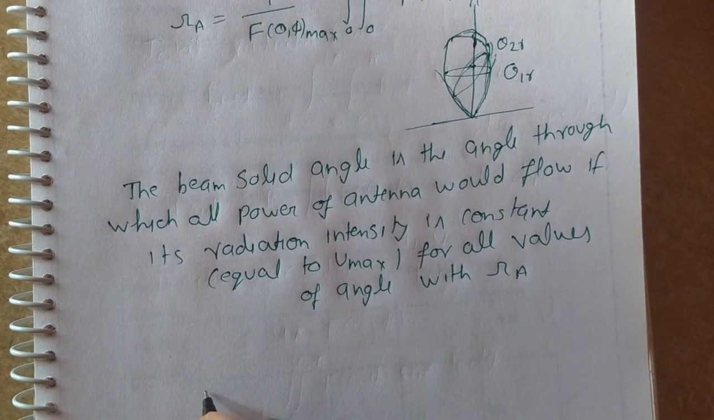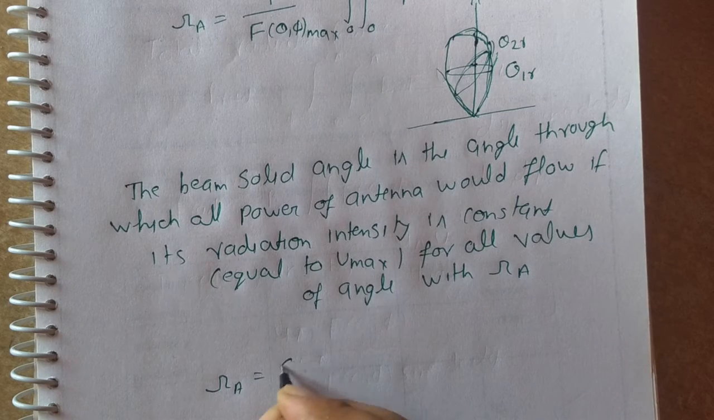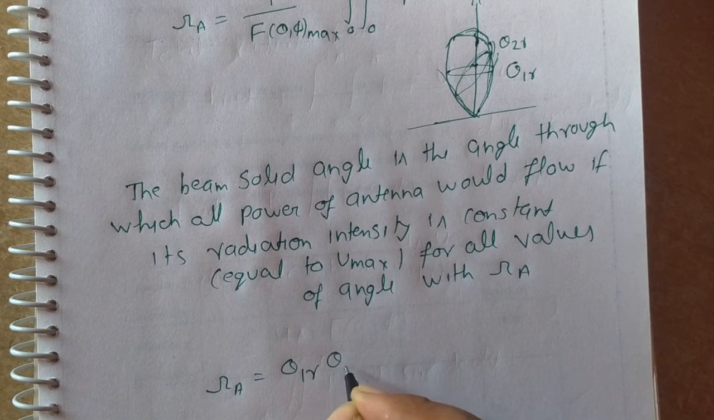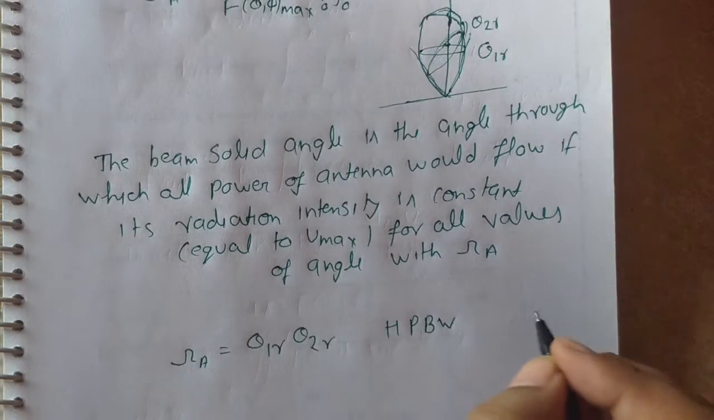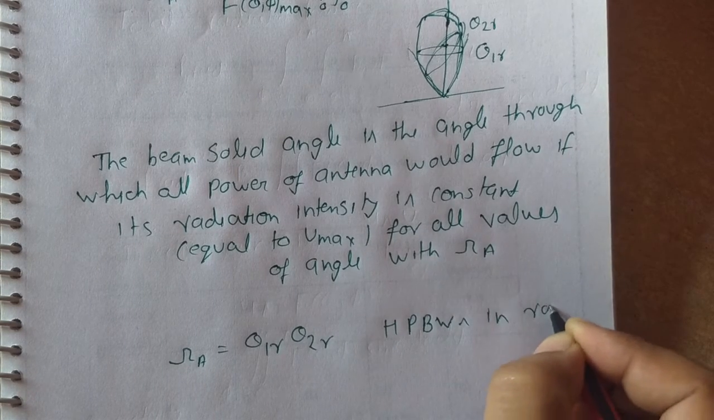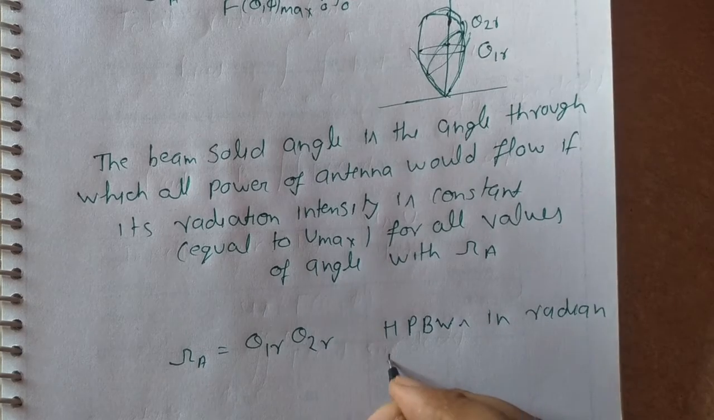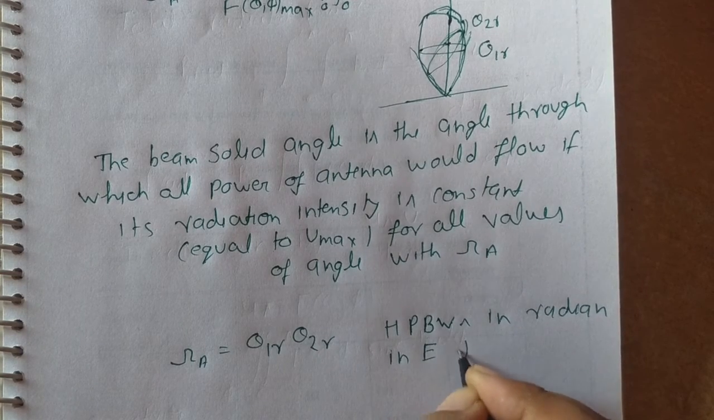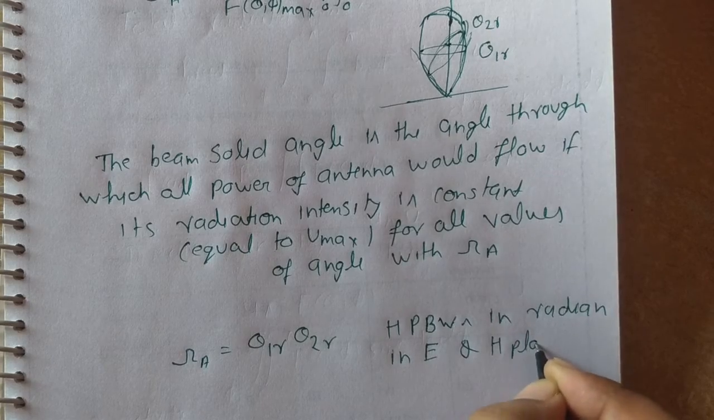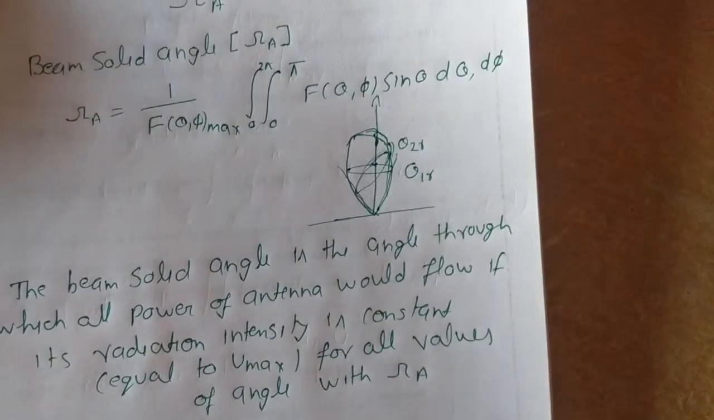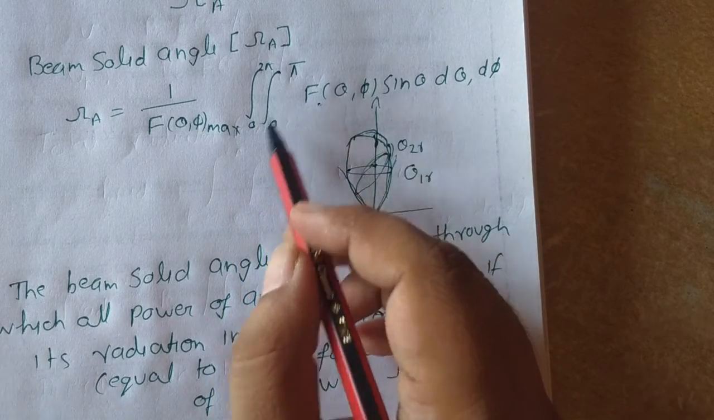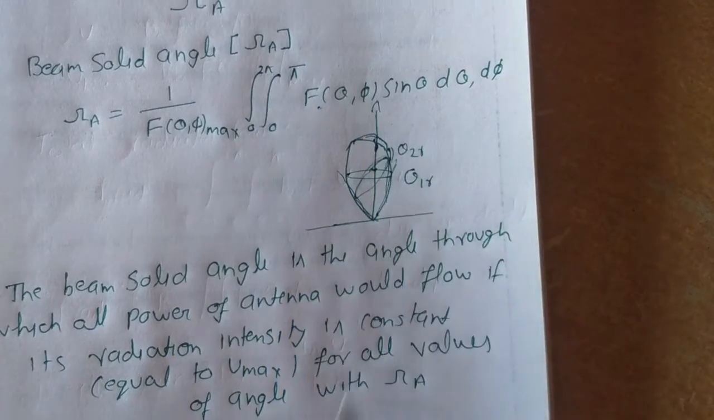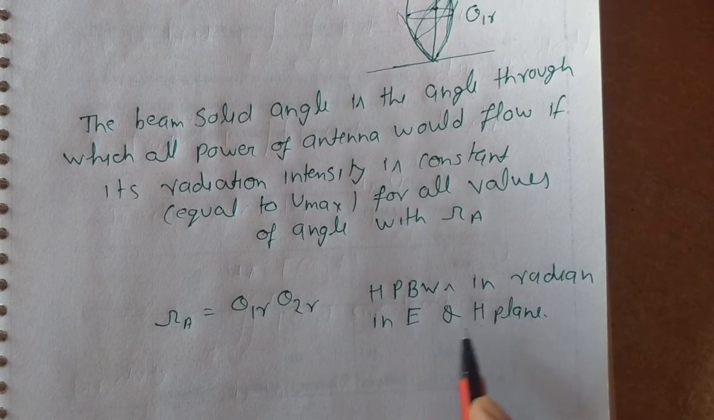So the beam solid angle will be equal to theta 1r and theta 2r, the half power beam widths in radian in the E and H planes. Okay, so suppose if F is given to you and the limits of theta and phi are given to you, we will apply this formula to calculate the beam solid angle. Otherwise we can calculate the beam solid angle directly, by calculating the half power beam width in both planes.